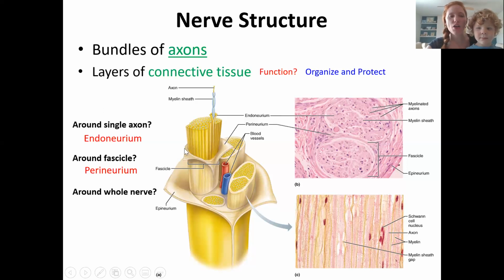That would be the epineurium. Remember, epi means around. So endo is inside, peri is around, and then epi is the outermost around a full fascicle. Hopefully at this point this feels very familiar because it's exactly the same naming scheme as we already saw in the muscles.